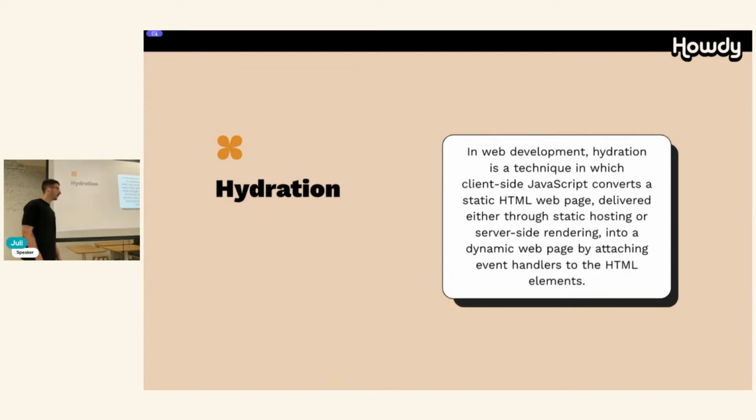So when the web browser actually gets the HTML file, it parses it and it builds the DOM, which is the document that has all the HTML tags there. And then it attaches all the event handlers. So now it knows how to work. Hydration is that. Hydration is when you're attaching all the event handlers to HTML elements, basically.